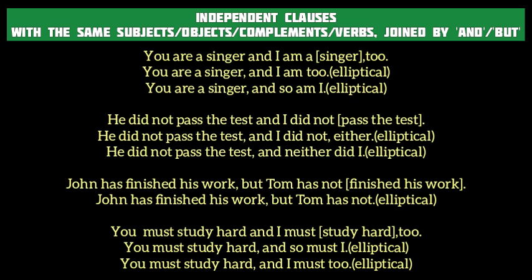However, sometimes we have a sentence in which the two clauses joined by the conjunction "but" have the same verb, and the first clause is affirmative while the second clause is negative. For example, "John has finished his work but Tom has not finished his work." Here we have to omit the main verb from the second clause but not the auxiliary verb. So the elliptical construction is "John has finished his work but Tom has not."